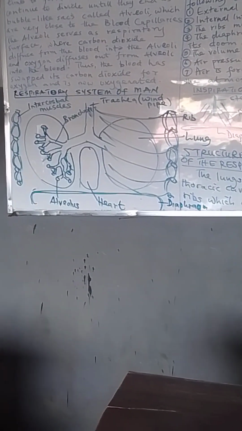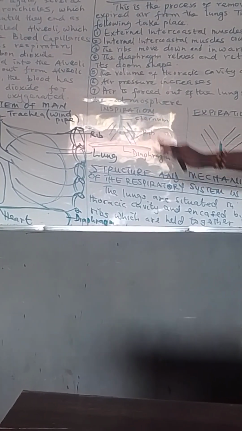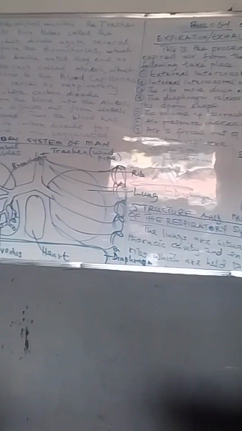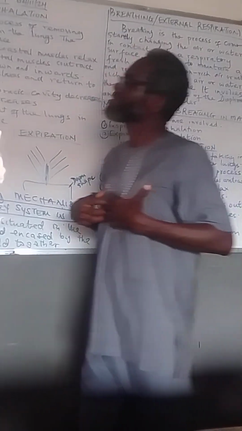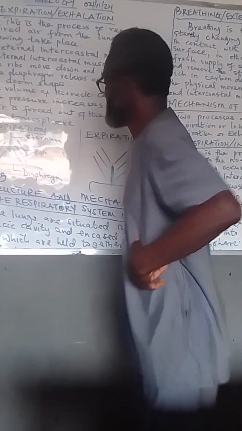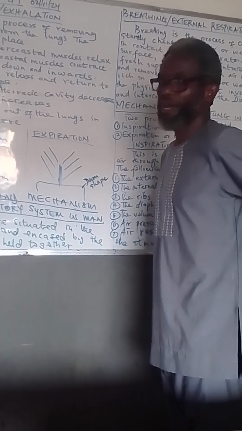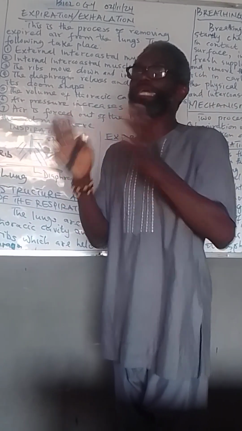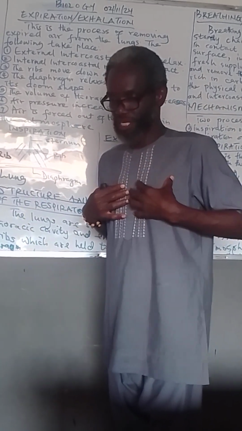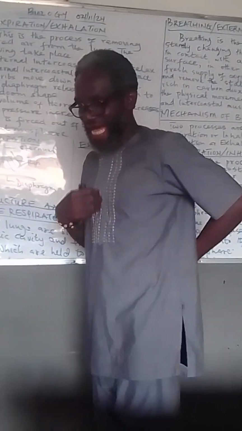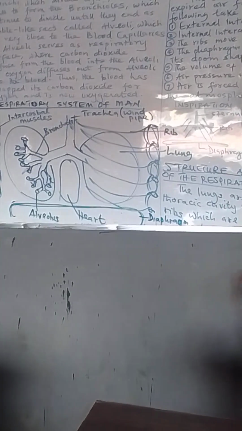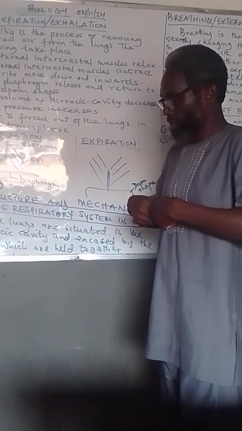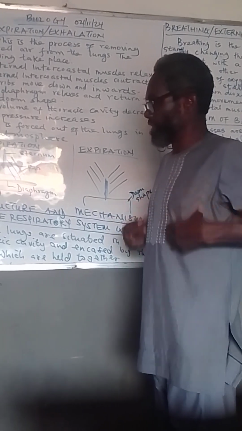Now, you can see the structure of the respiratory system in man. The lungs, as you can see, are situated in the thoracic cavity and encased by the ribs, which are held together by the intercostal muscles. Like I said, in front you have the sternum, and at the back you have the vertebral column. It is called the rib cage. The rib cage houses the lungs. The heart is at the center, and the ribs hold it in place to form a cage while the lungs are there.